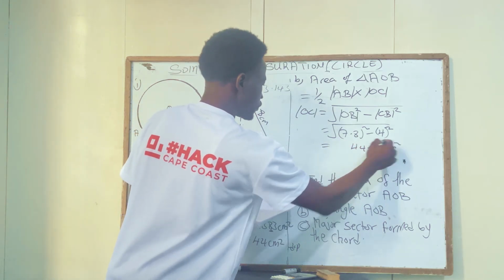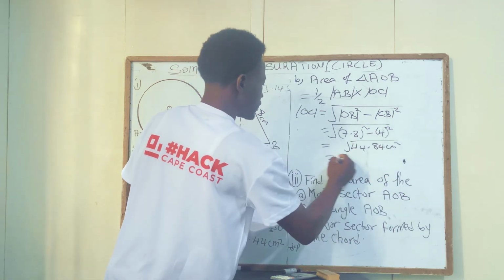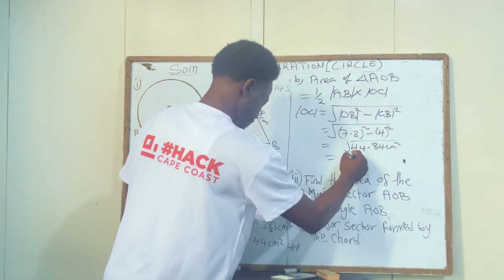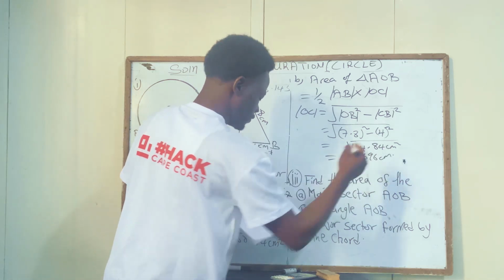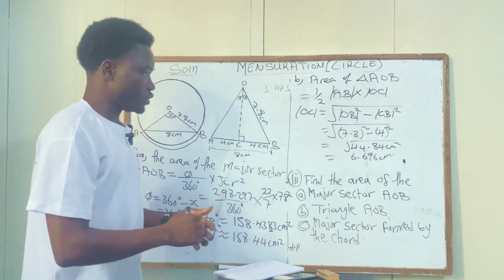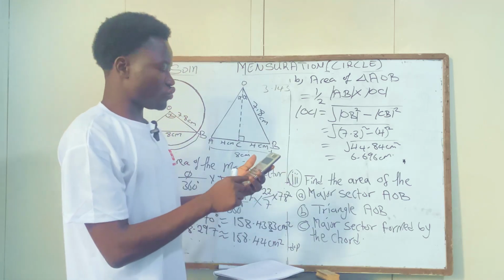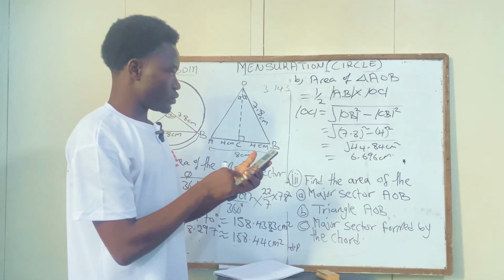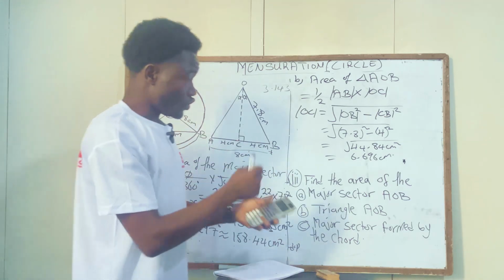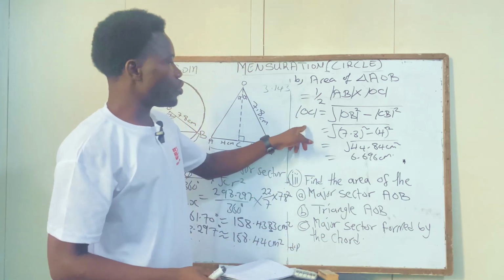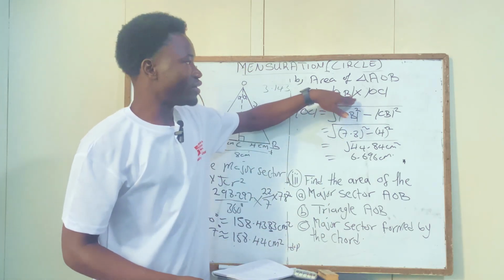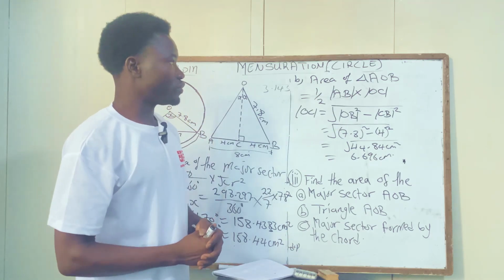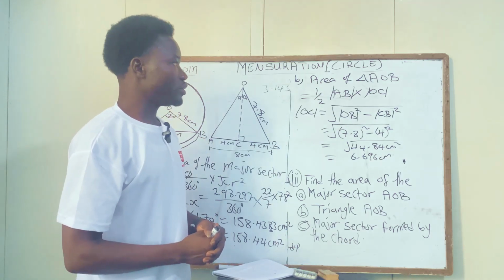44.84 centimeters squared. Take the root of it, we are going to get 6.696 centimeters. Okay, you can use a calculator to do that. And that is where your answer lies. Now that we know OC, we can find the area of triangle ABC.